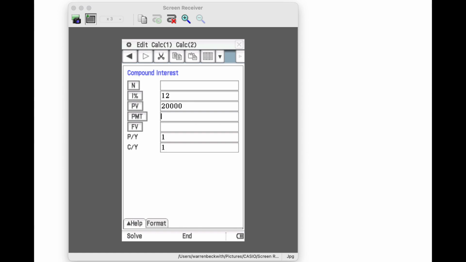As far as the payments are concerned, that's coming out of our pocket back towards the bank or financial institution. So that's negative $600. We're actually losing it. We want the loan to be paid off, so the future value, FV, will be 0.